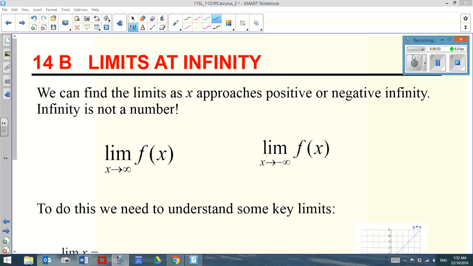Hello, IB. We're looking at 14b, limits at infinity. So in 14a, we were taking the limits as we approached a certain number. So now what happens as we go toward infinity?